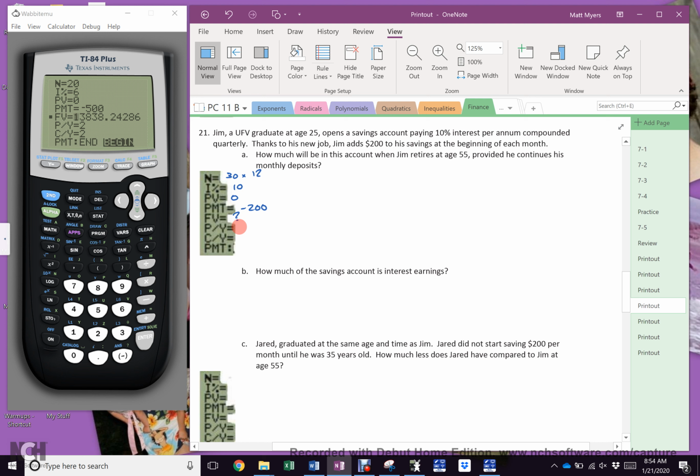How many times a year are we paying? 12. How many times a year are we compounding? 4, because it's quarterly, right? And the payment, since I'm saving up, is going to be at the beginning of the cycle. Fill it in and look at how much money this guy could have in the bank if he only puts $200 a month away.